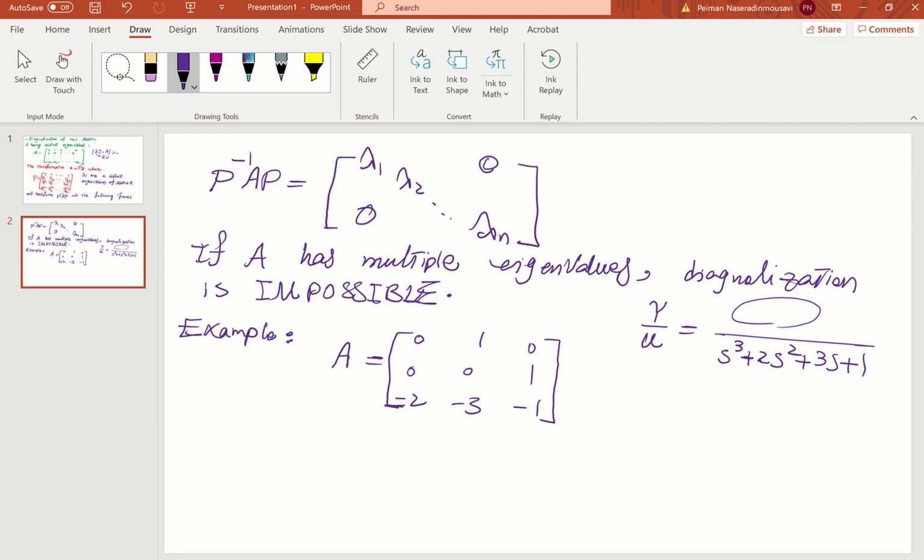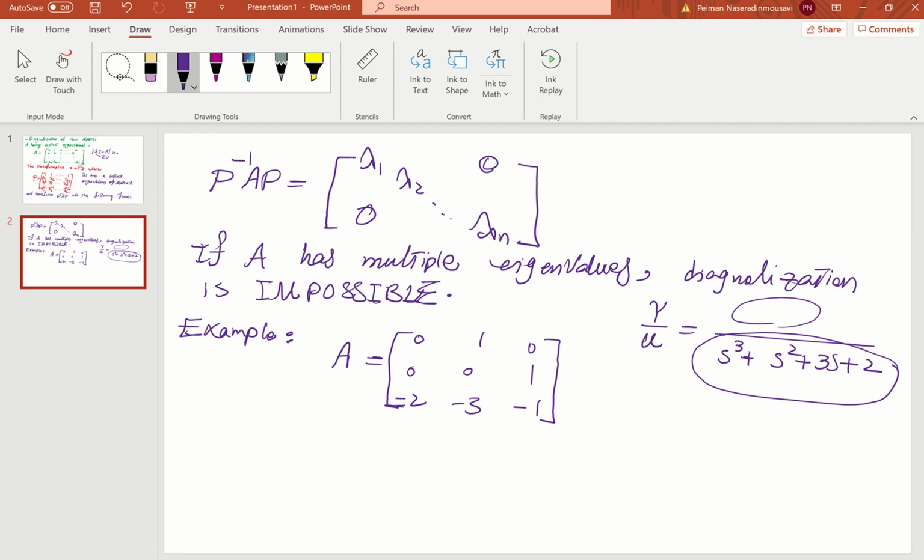Or we are reversing, guys, I'm sorry. So it's going to be 1 and 3 and 2. See, this is how we made the controllable canonical form. If you go and look at your terms, it's a third order system.